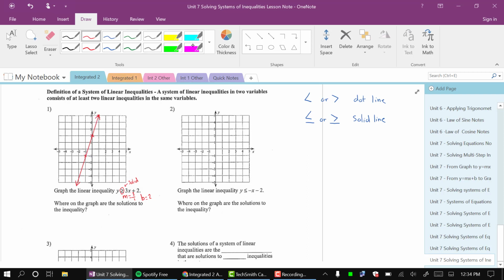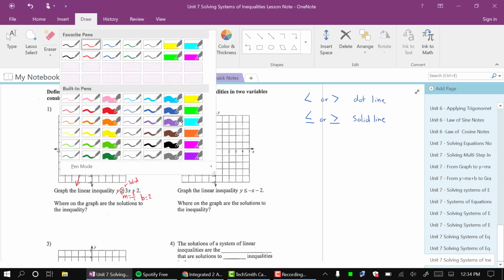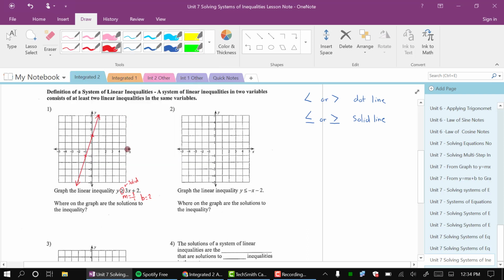So the new thing with the system of inequalities is that we have to shade in a region. When I look at this, it's going to be y is greater than. So it's going to be values that are bigger. That's going to be all up here. This is going to be greater than. So I'm going to shade all this in.